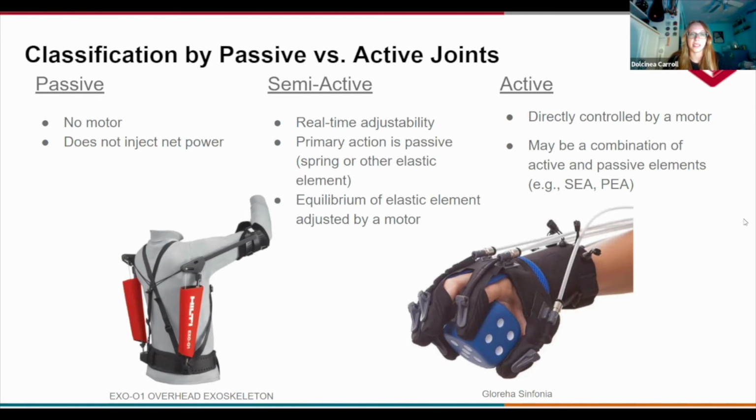Semi-active exoskeletons have the primary action as passive, but use a motor and an elastic element, like a spring, to adjust the structure for the wearer. It can adjust the assistive or restrictive level, which can be helpful for rehabilitation uses.